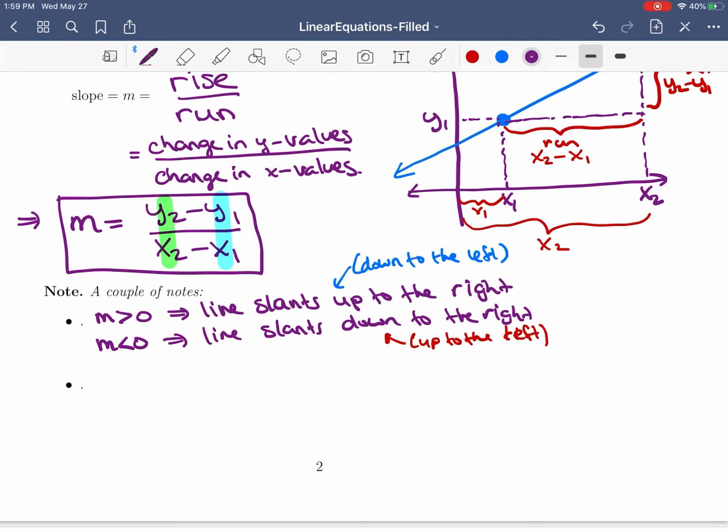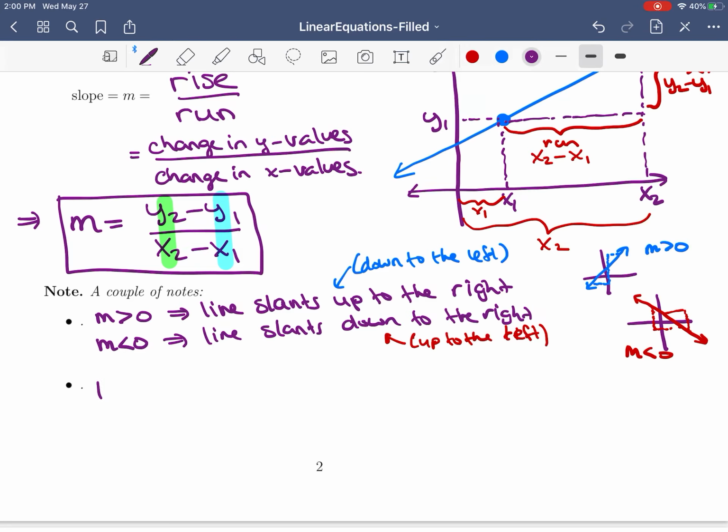So let me just draw a picture here for each. A positive slope goes like this. So you're either going up to the right or you're going down to the left to be on the line. If you have a negative slope, it's going to be sort of this way. So to get from one point to the other, you either go down to the right or you go up to the left. So this is when m is negative.